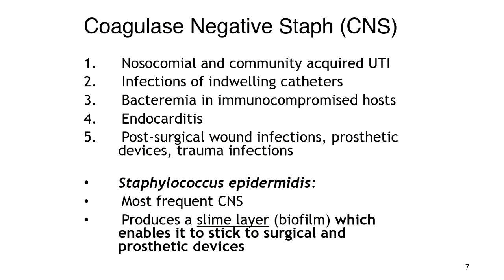Bacteremia in immunocompromised hosts. With an animal or a person, but an animal in our world, that has a compromised immune system, they may end up with a bacteremia in their bloodstream much more readily than somebody who has a really good immune system. Endocarditis can come from a coagulase negative staph. Also post-surgical wound infections, prosthetic devices, and trauma infection.